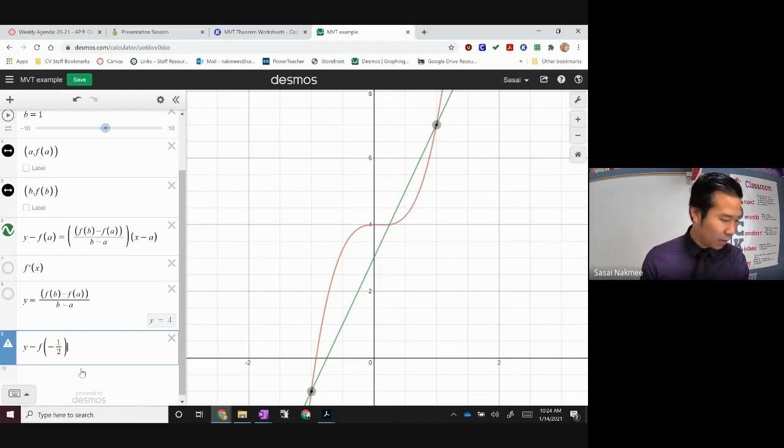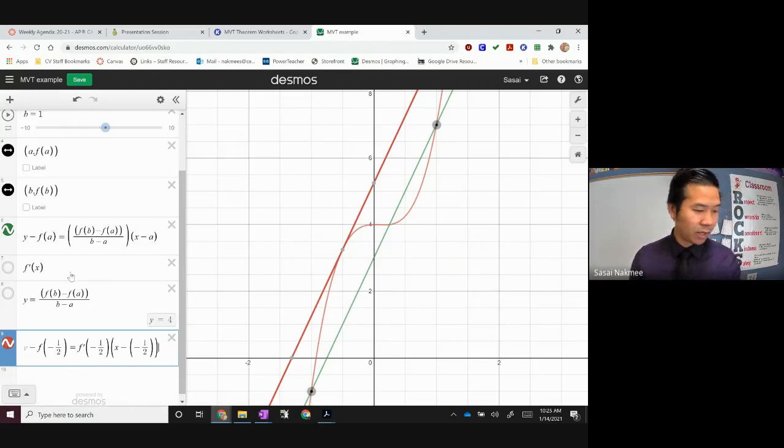Right, I think so. That's going to be equal to f prime of -1/2, hopefully I got this right, times x. No, times, is it x? Yeah, times x minus -1/2.